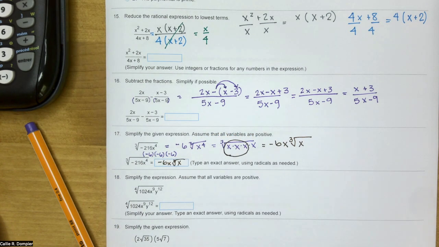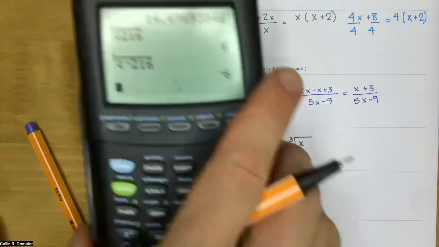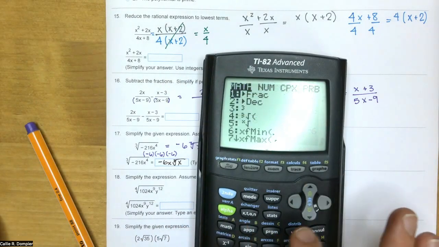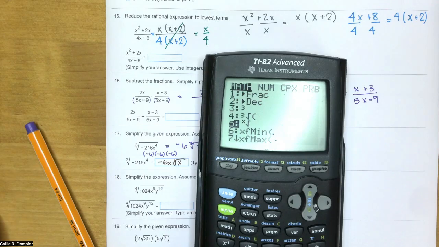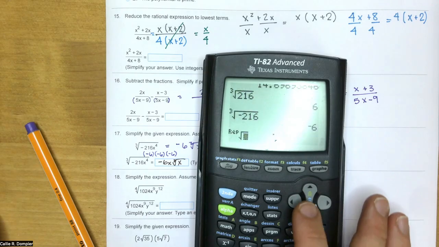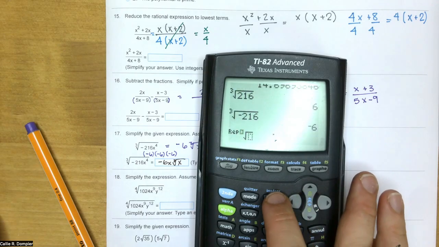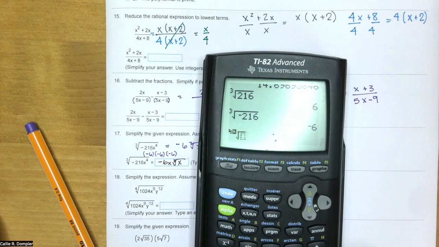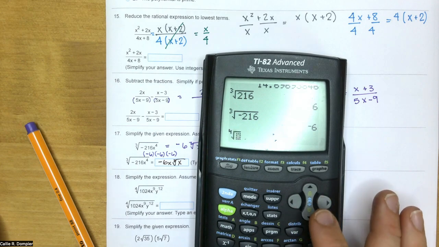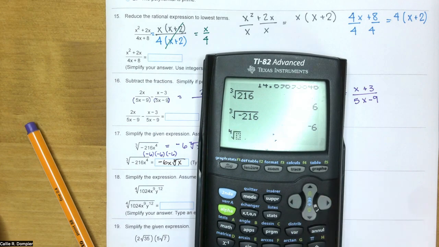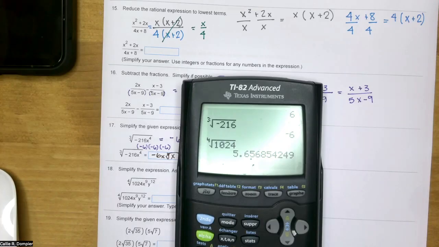Good. All right, now we've got a fourth root. If you have this calculator, go down to here where it will let you put in your own number for that, 4. And then the number is 1024. Darn it. Okay, so that was not a whole number.